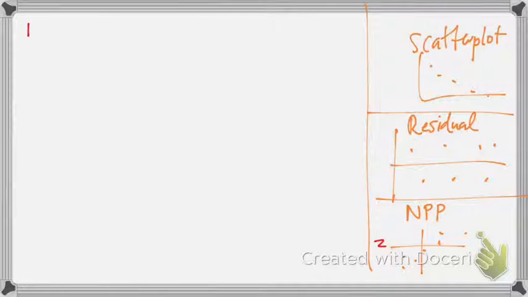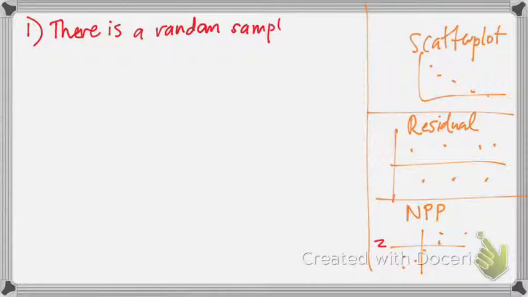So my assumption number 1 is there is a random sample of, and how many data points do we have? 11. 11 what? People? Time. But we're surveying people, so we'll just put people here. So the first one is easy to remember.